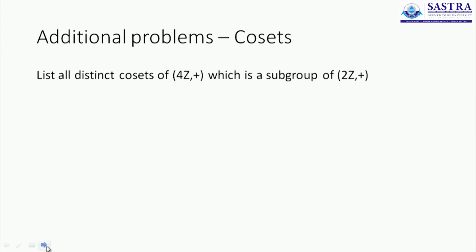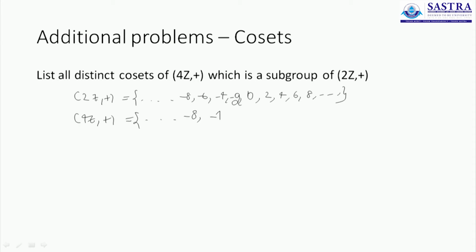Now can you list down all distinct cosets? This time around I am giving G as not the set of all integers but the set of all even numbers. Now let's have 2Z+. 2Z+ is going to have numbers like this: minus 4, minus 2, 0, 2, 4, 6, 8, so on and so forth. And you know what 4Z+ is: minus 8, minus 4, 0, 4, 8, so on and so forth.